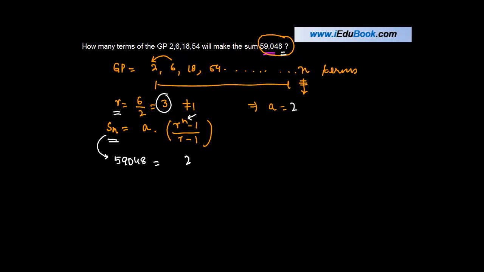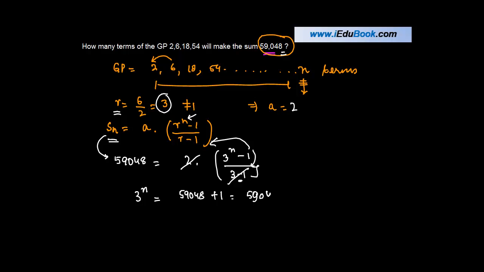equal to a, which is 2, times r. What is the value of r? 3 to the power n minus 1, divided by r minus 1. r is 3, 3 minus 1 is nothing but 2. And 2 times this, so we can just cancel this with this. What we get is 3 to the power n is equal to 59,048. If we take this minus 1 to the other side, it becomes plus 1, so 59049.